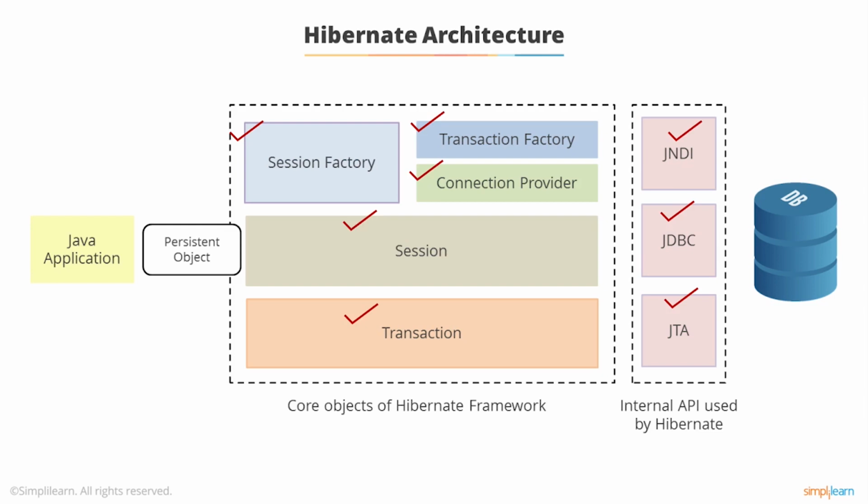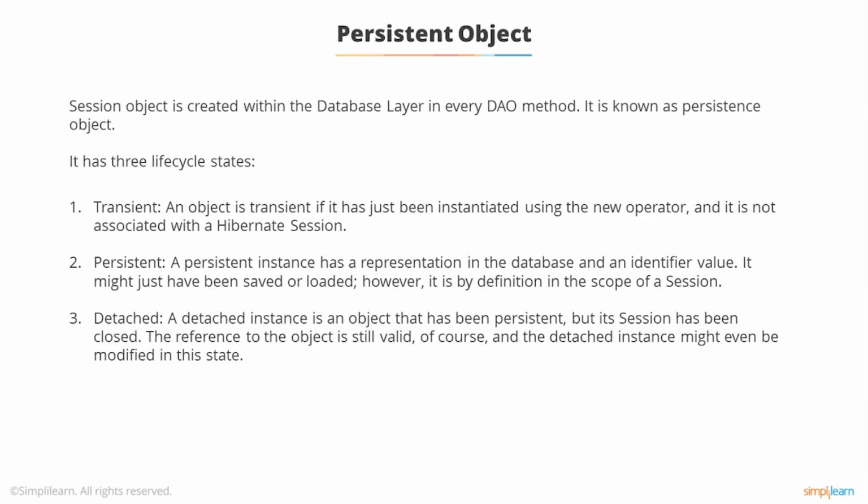The entire Hibernate framework consists of the session factory, a session, a transaction factory, and a connection provider. And the internal APIs which are used by Hibernate are the JTA, the JDBC, and the JNDI. Let's look at each of these components of the architecture in detail.